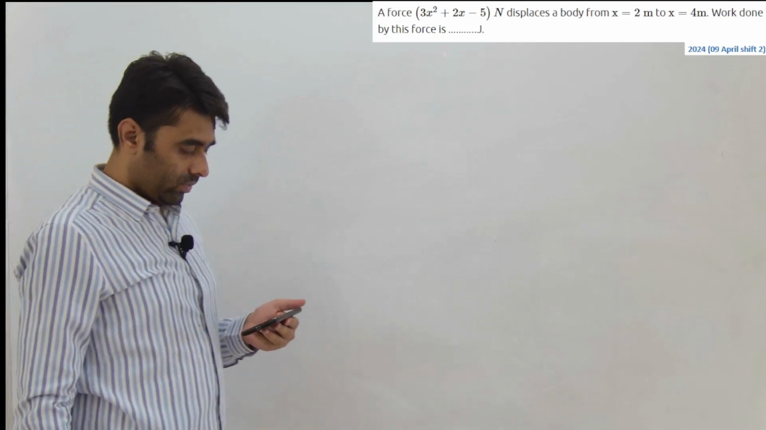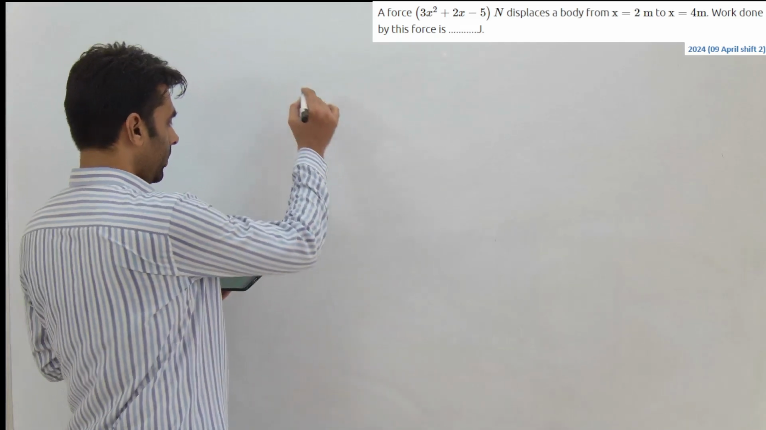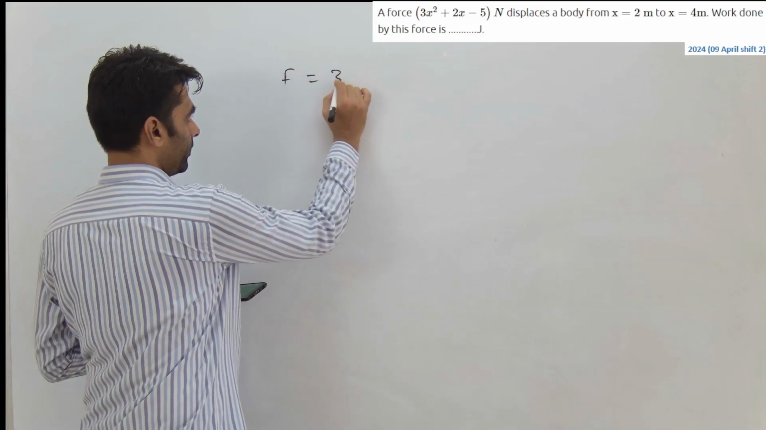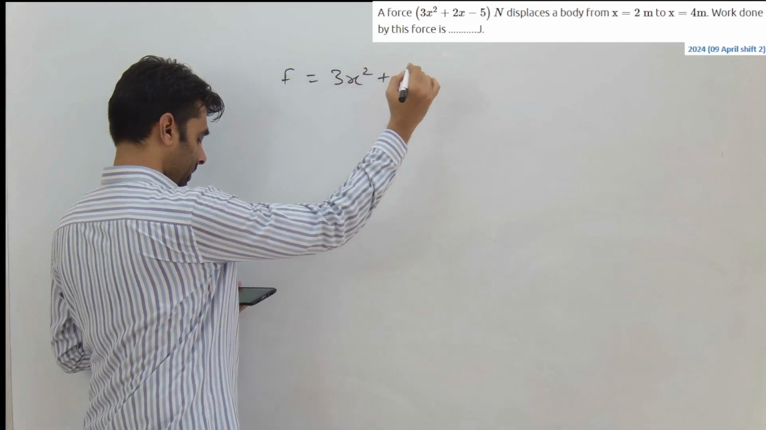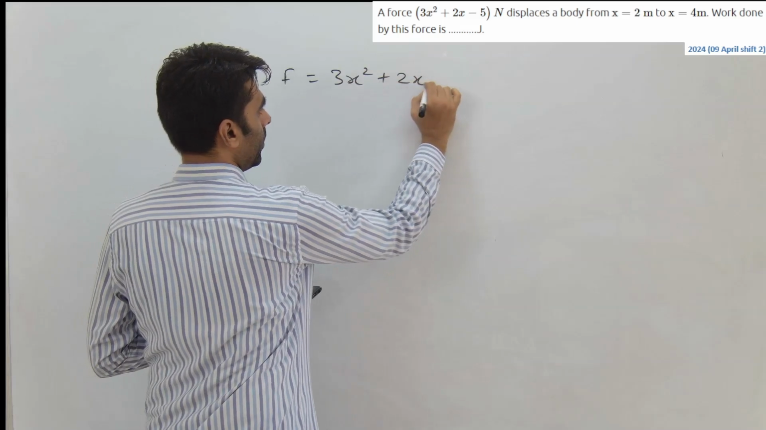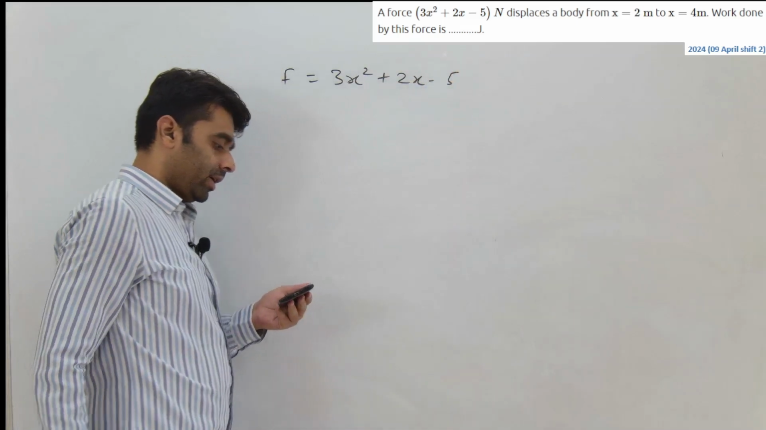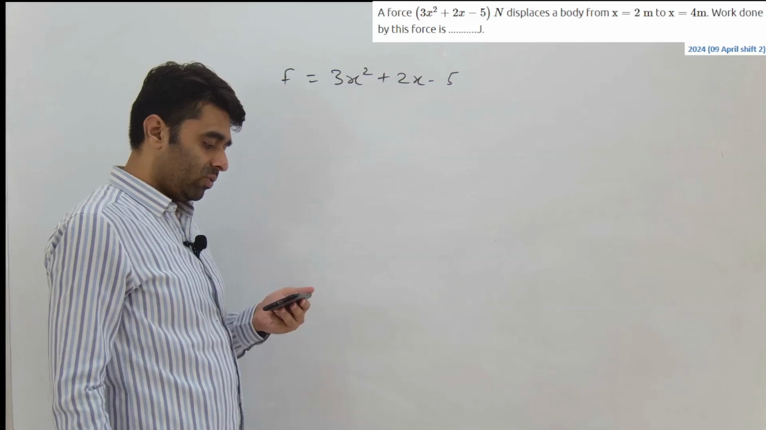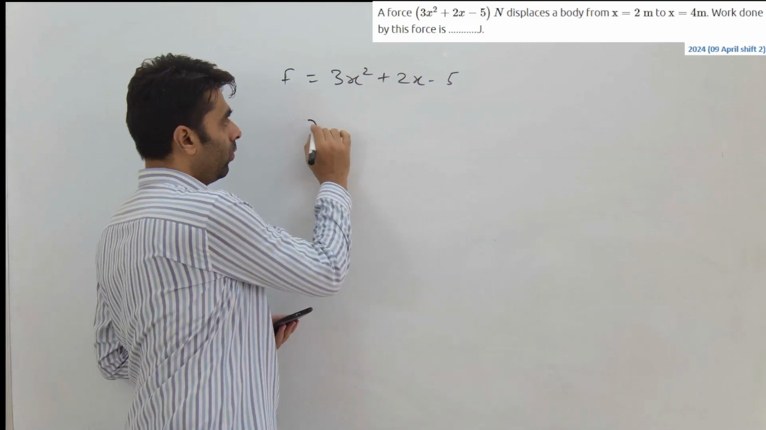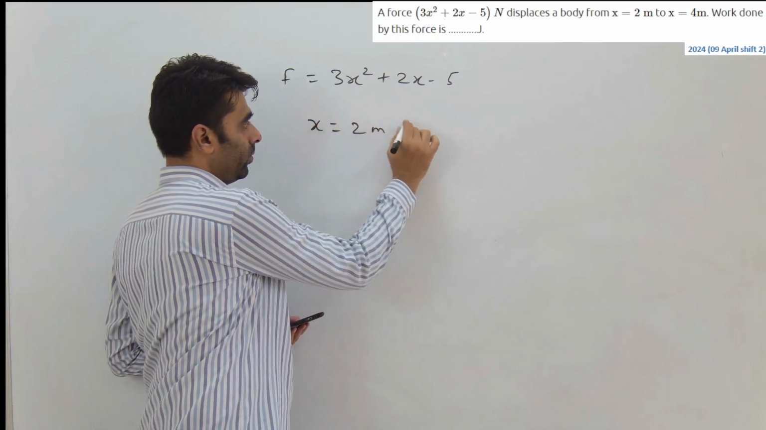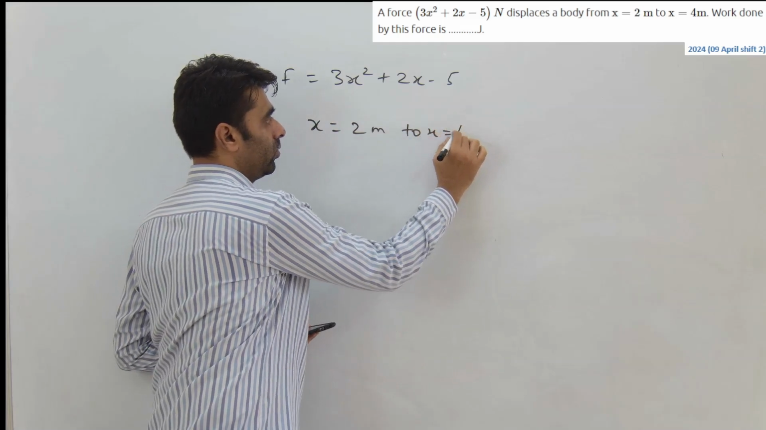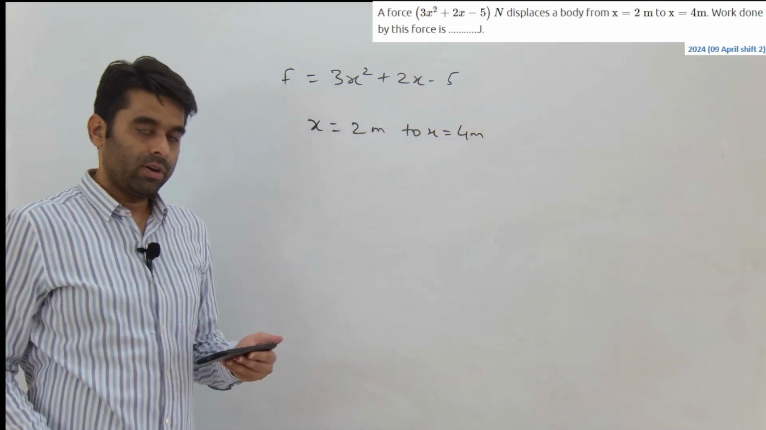A force 3x square plus 2x minus 5 displaces a body from x equals 2 meter to x equals 4 meter. Find the work done by this force.